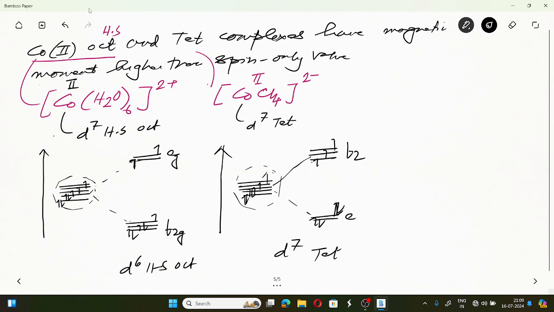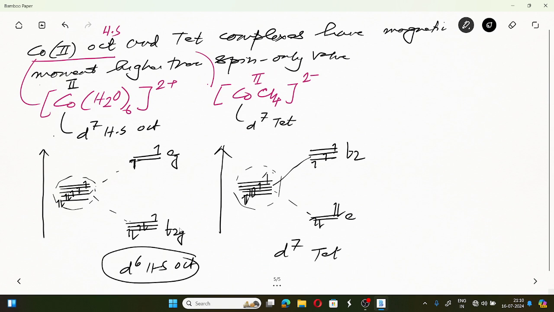Okay, see, tetrahedral complexes are always high spin, so naturally this is the configuration. From this configuration, if you look at D6 high spin, you can well understand it has threefold ground state degeneracy. So the odd, unpaired electron can be present in dxz, dyz, dxy, isn't it? Since it has threefold ground state degeneracy, there will be orbital contribution to the magnetic moment.